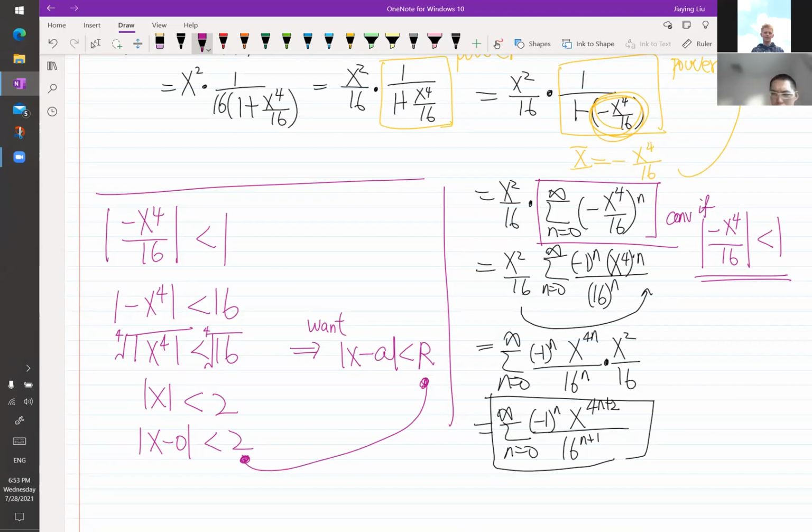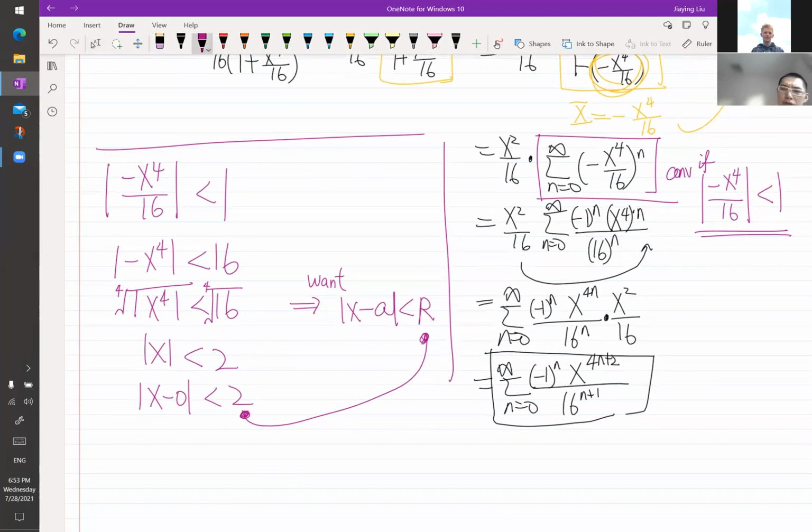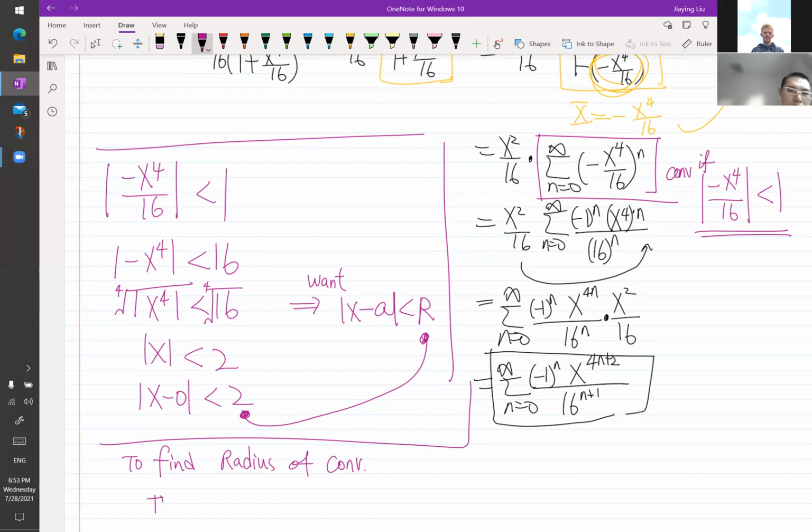I'm not going to try the other approach, but for some of you, if you want to try it, try with the ratio test. So let me just note, to find radius of convergence, try L equals limit as n goes to infinity of a sub n plus 1 over a sub n in absolute value. Try that with this a sub n at the end.